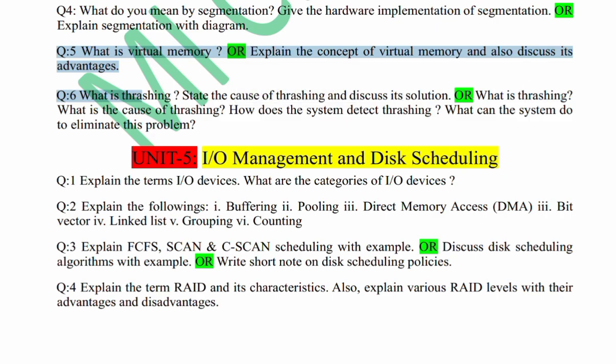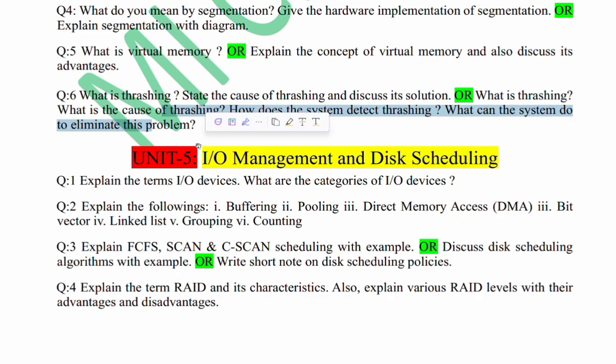Or what is thrashing? What is the cause of thrashing? How does the system detect thrashing? What can the system do to eliminate this problem?